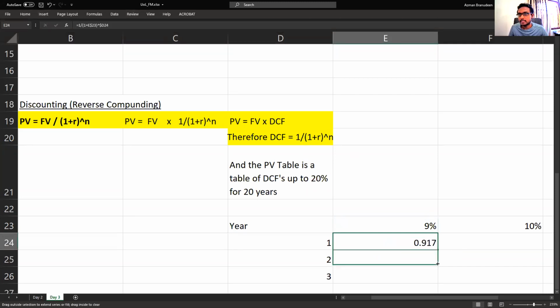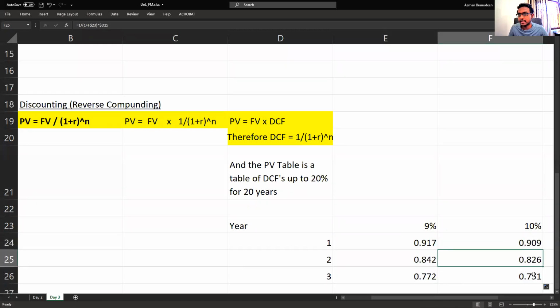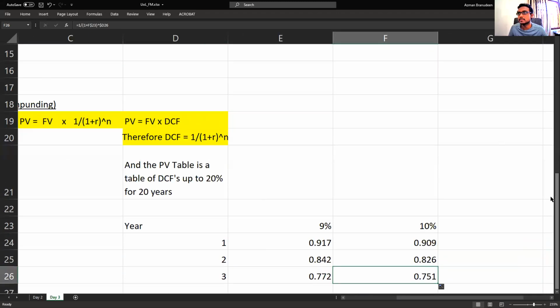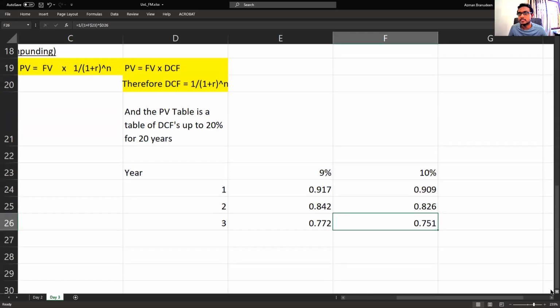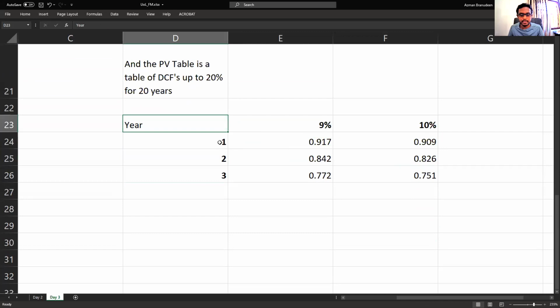Okay, so let me drag this for years 3, 0.842, 0.772. Let me look it up for 10%, right? 0.909, 0.826, 0.751. Now I want to see if these numbers are what we get in the present value table. I know this must be boring stuff for some of you, but please bear with me.